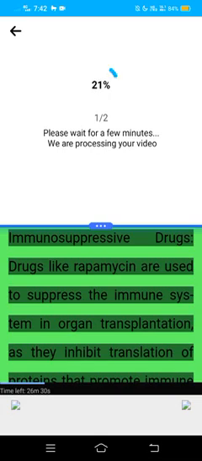Immunosuppressive drugs. Drugs like rapamycin are used to suppress the immune system in organ transplantation, as they inhibit translation of proteins that promote immune cell activation.